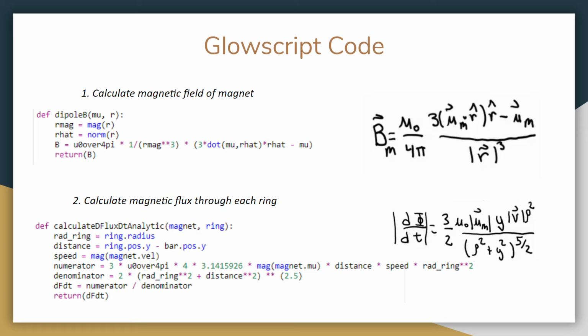Moving on to our GlowScript model, before we jump into the model itself, let's analyze the code and some fundamental aspects of it. Two important aspects of the code are these two methods. The first method is to calculate the magnetic field of the magnet using Biot-Savart's law. This law is written on the right-hand side in equation form. On the left-hand side, we can see it's written out in code. And our second method is to calculate the magnetic flux through each ring in our aluminum tube, which uses Faraday's law. The equation is again written on the right-hand side while the code is on the left.